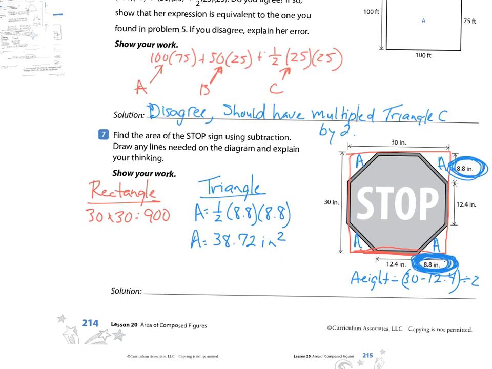So to find the area of the stop sign, I take the area of the rectangle, which is 900, and subtract the area of 4 of those triangles. So I'm going to take 4 times 38 72/100. Finding the area comes out to equal 745 12/100 square inches.